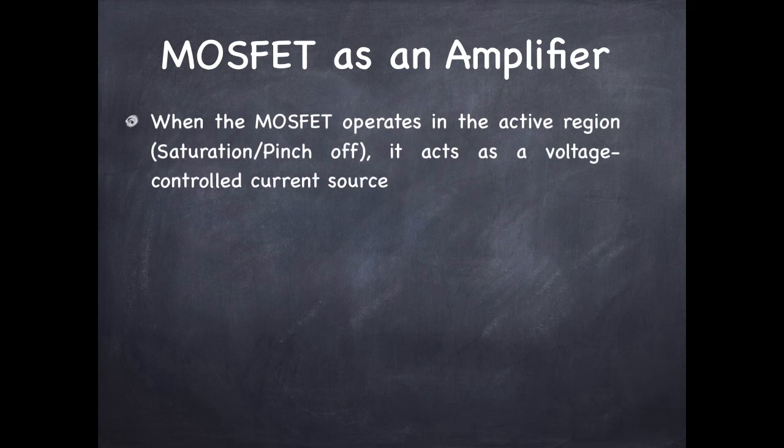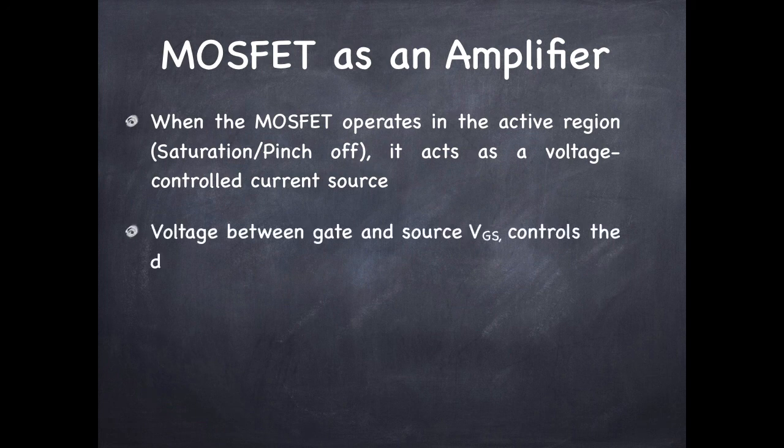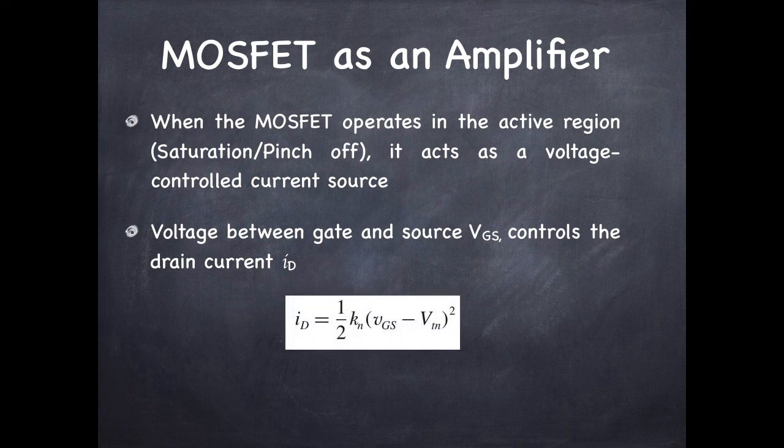The basis for the application of the MOSFET in amplifier design is that when the device is operated in the saturation region, or we call it active region, a voltage controlled current source is realized. That is, the voltage between gate to source, that is VGS, controls the drain current ID according to the square law relationship shown here. And from this expression, we can conclude that MOSFET is a transconductance amplifier.